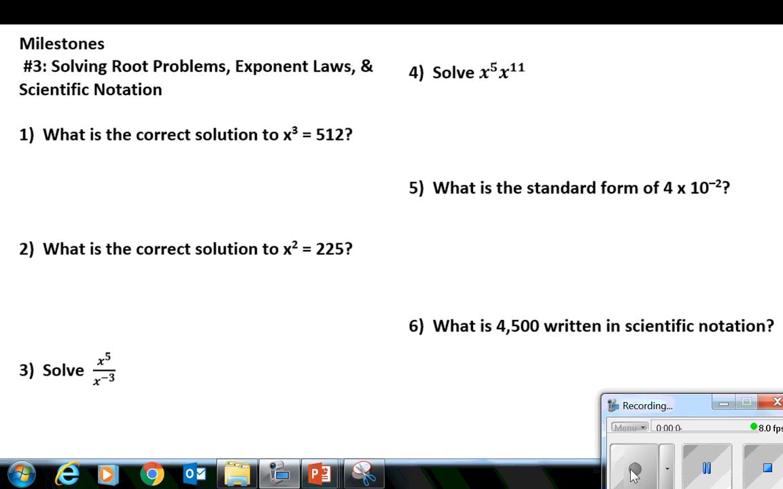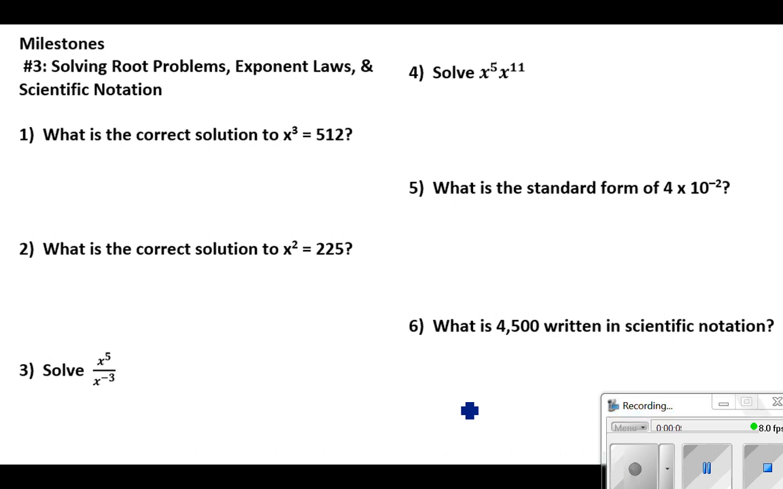Milestone Review 3 is solving root problems, exponent laws, and scientific notation. So you would find this information in the notes that come after the perfect squares. That's where you should look. You have to show work on all of these.